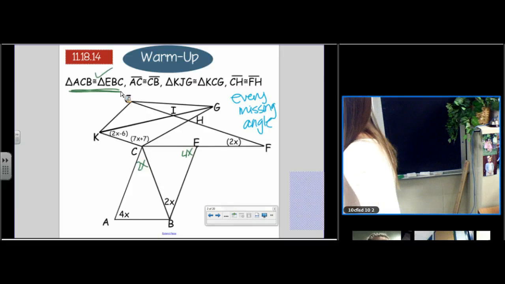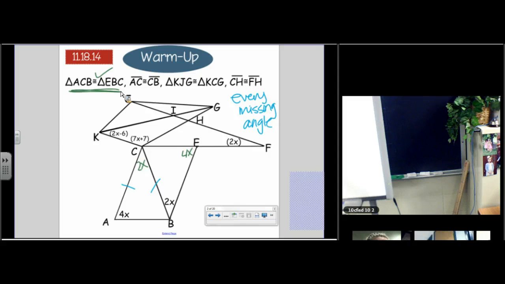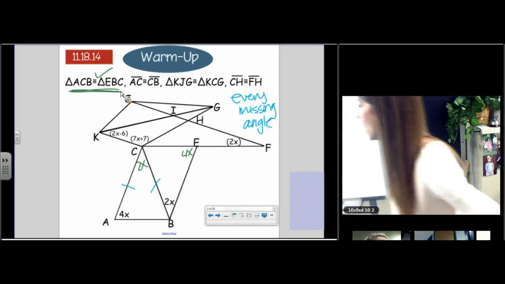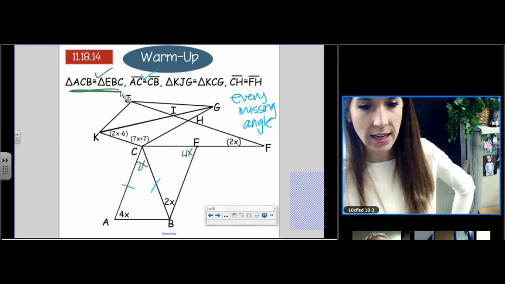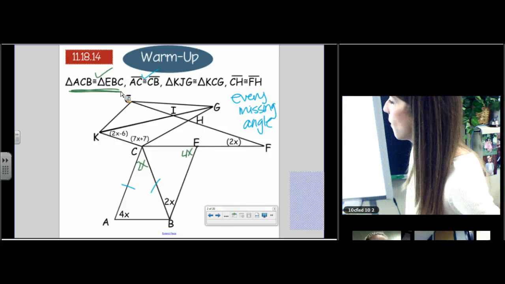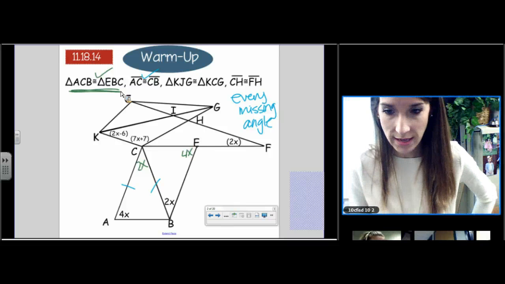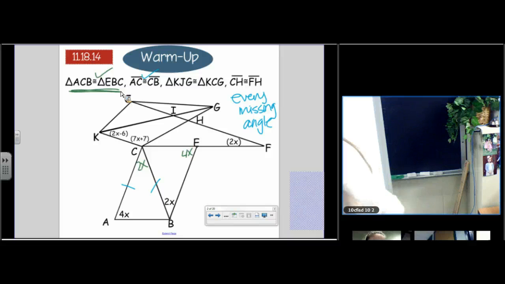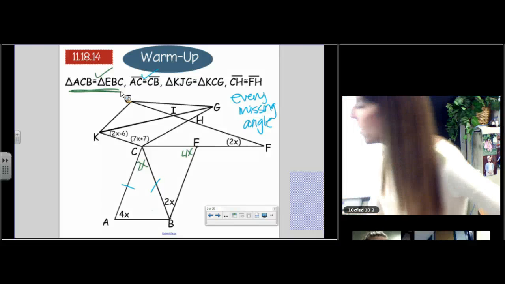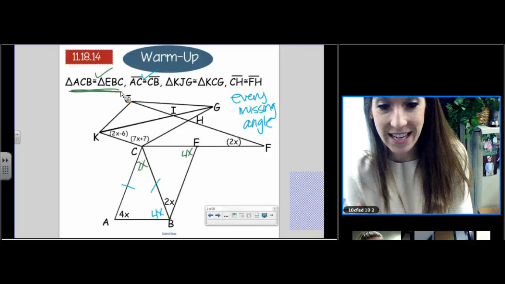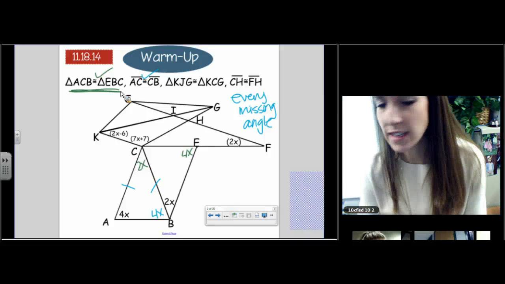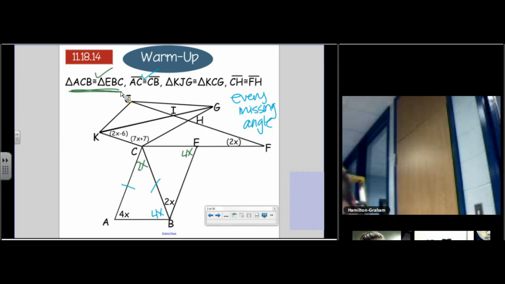The next one, AC is congruent to CB. Okay, so I use that one. Well, now I know that that's an isosceles triangle. So I know in an isosceles triangle that the base angles are congruent. So 4x, 4x. And remember, these two triangles are identical twins. They're identical twins, so 4x, 4x.